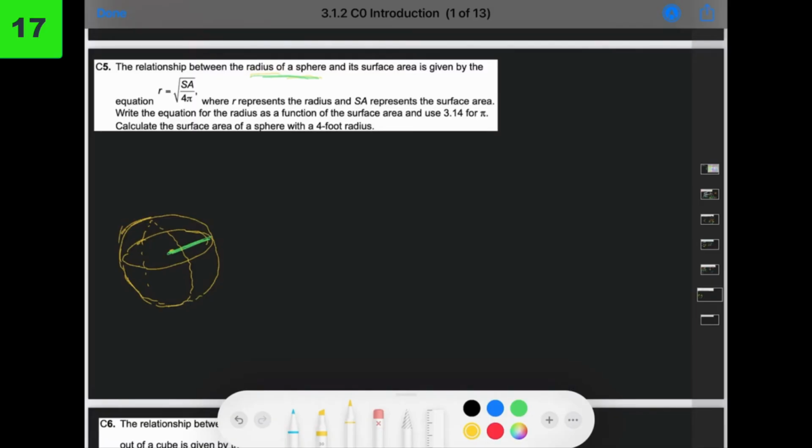But there's in green, and the surface area is given by the equation, let's write that one down, r equals square root of SA over 4 times pi. Okay, so let's see what it tells us to do. Write the equation of the radius as a function of the surface area, which we have, and use pi to be 3.14, so let's make that 3.14.